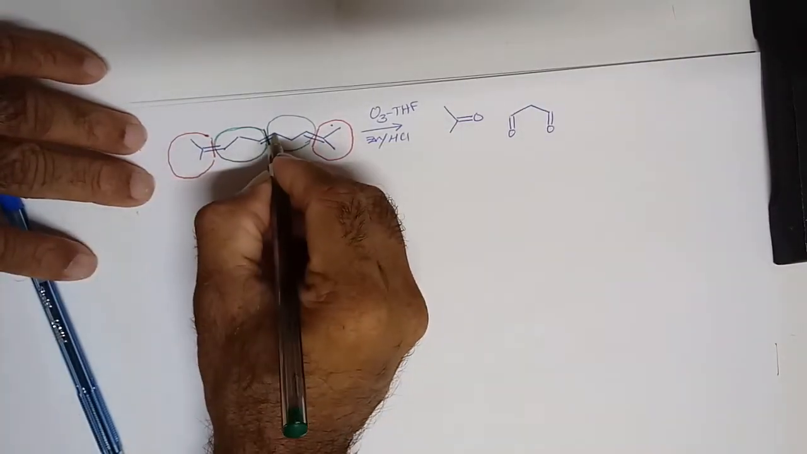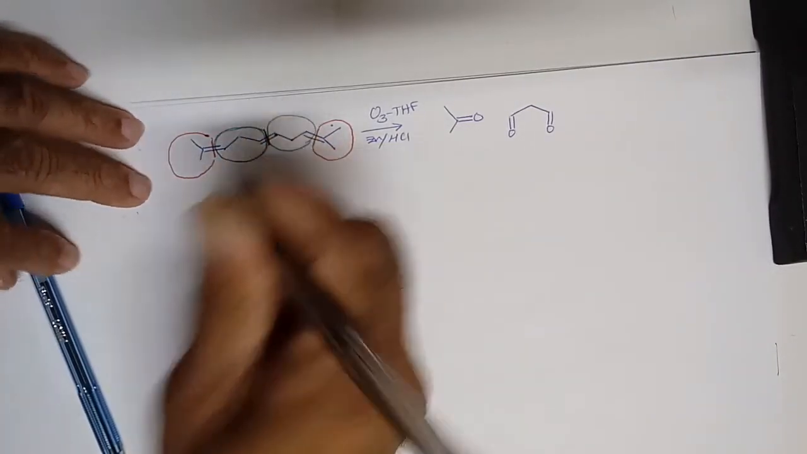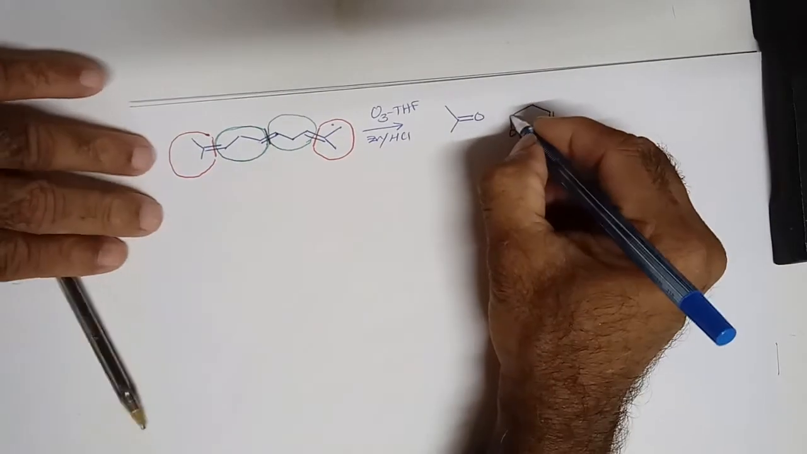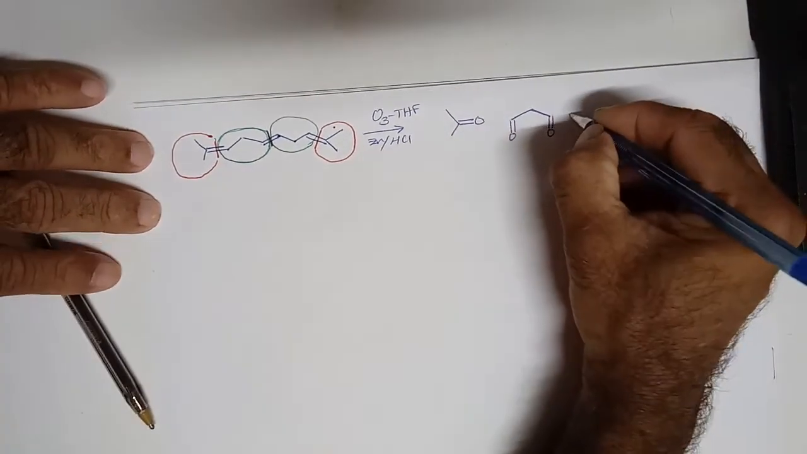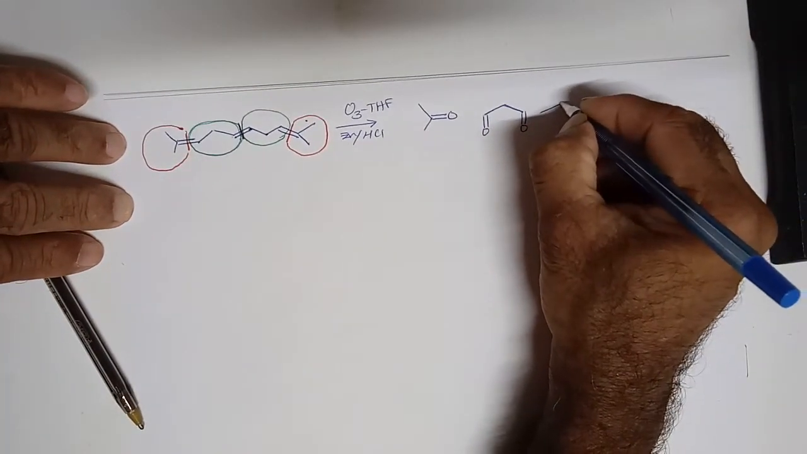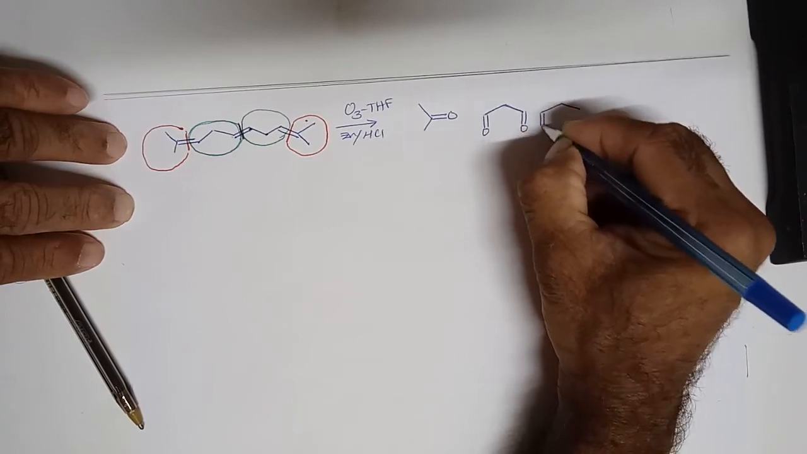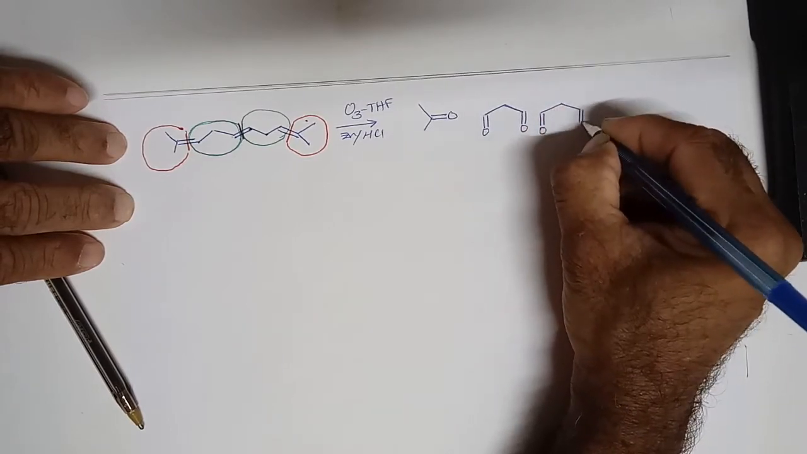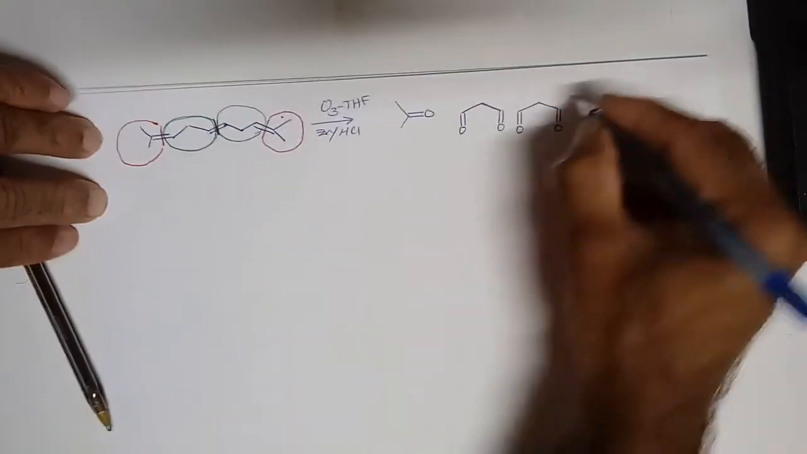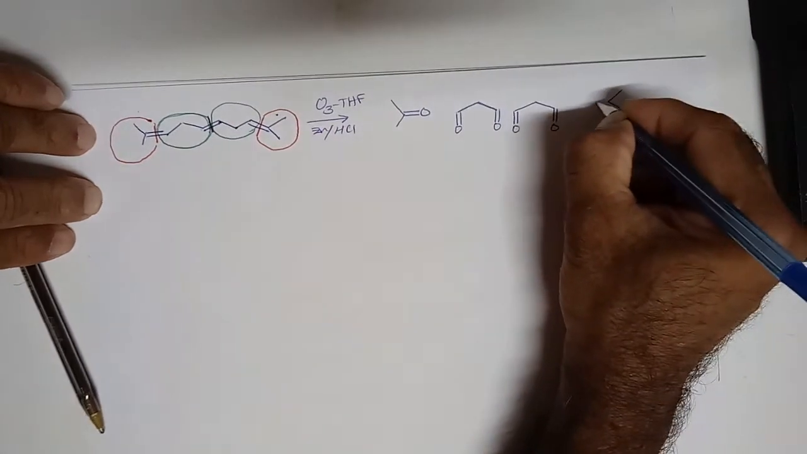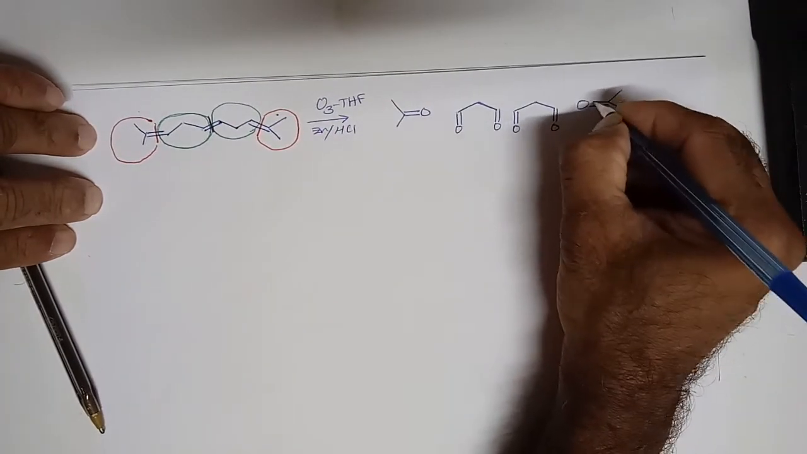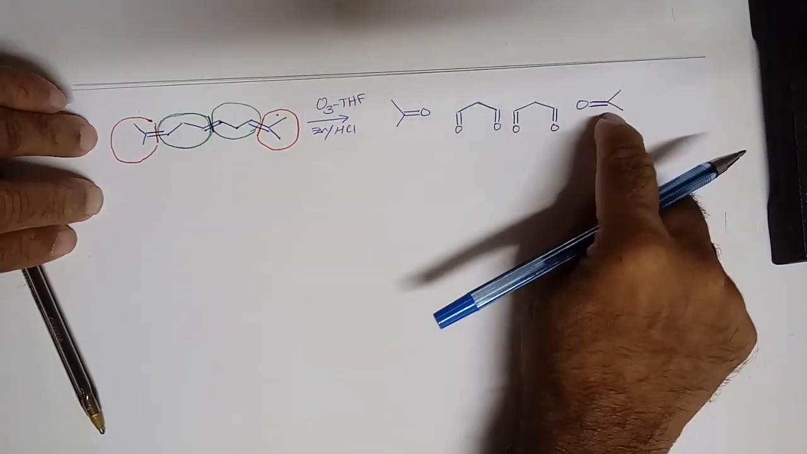How many carbons are there? 1, 2, 3. Oh, it's the same thing then. So just for the sake of it, I will write again. And you see redundancy here.